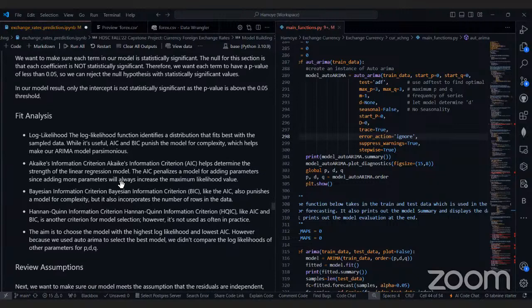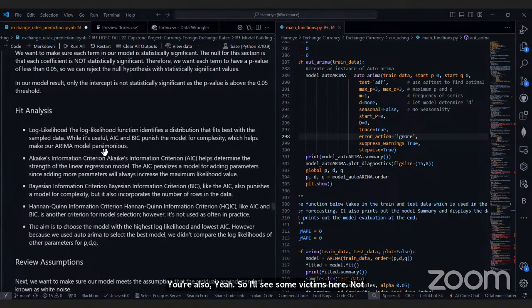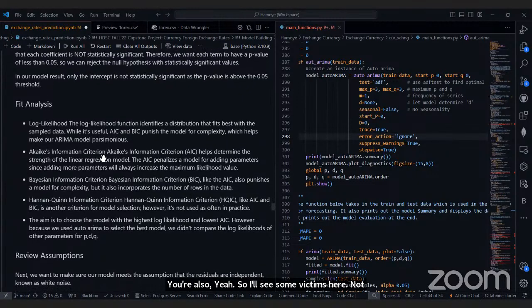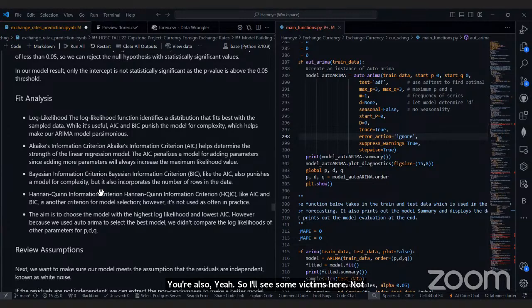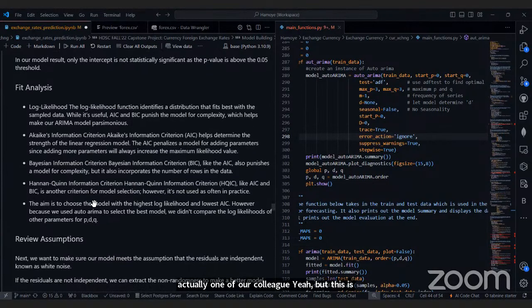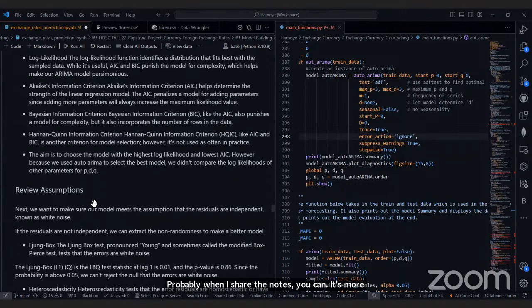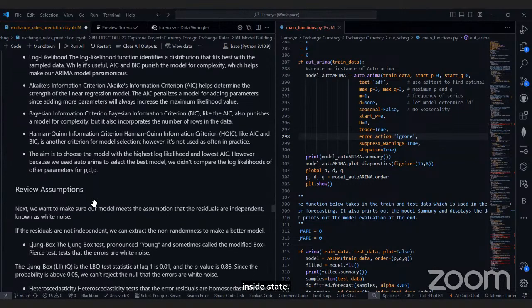You have to pardon me. I did not do this project alone. So I'm seeing some big terms here that one of our colleagues understood better. But this is actually an explanation to some of those results we saw earlier on. Probably when I share the notebook with you, you can get more insights into it before I start calling words that will cut my tongue.